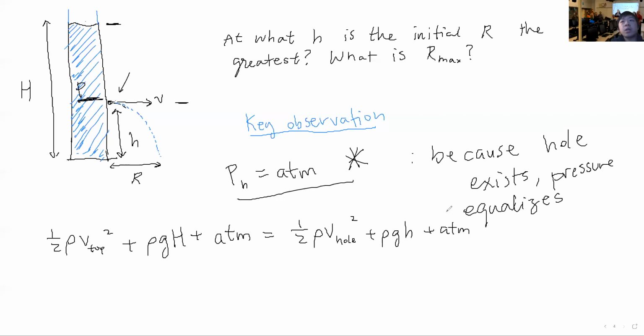So then from here, these two just cancel out. But also because we said that at the beginning, the water is completely still, right? We can also say that v top is equal to 0.